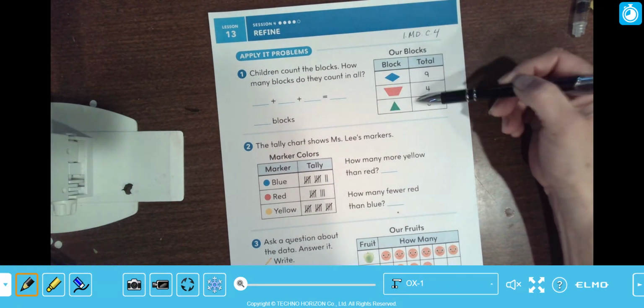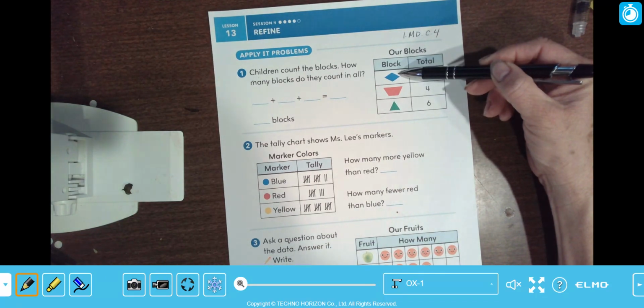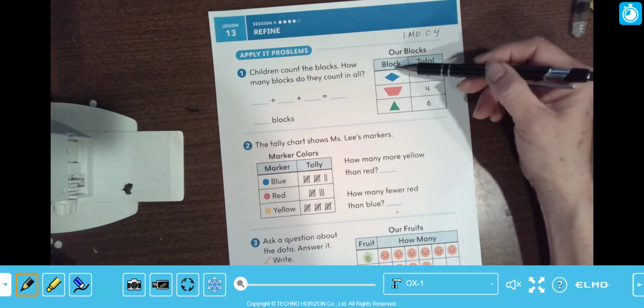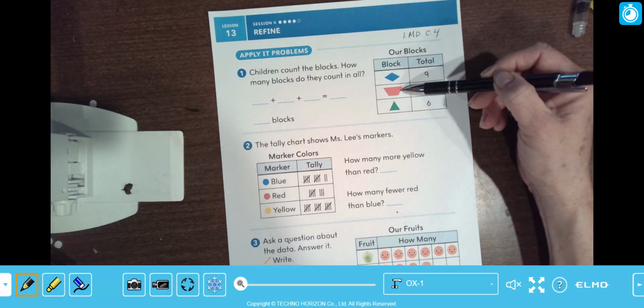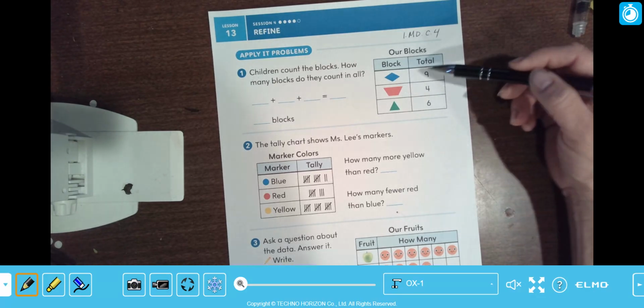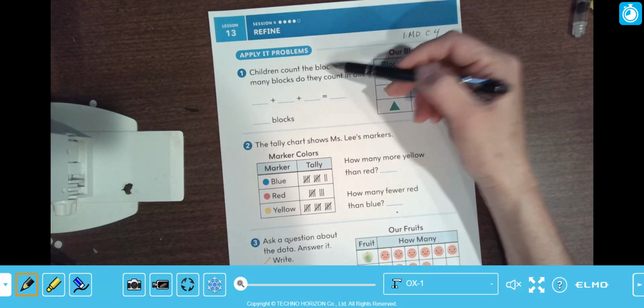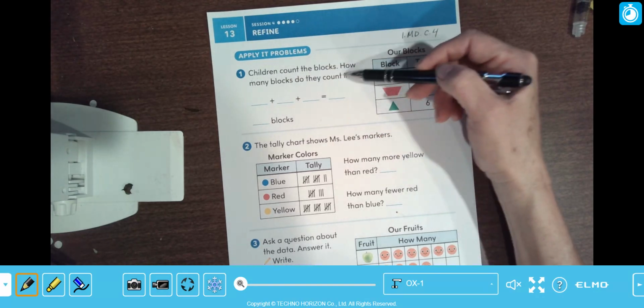So this is the blocks. This is called a parallelogram or a rhombus. And there's 9 that were collected. And there was 4 trapezoids. This is called a trapezoid. And 6 triangles. So it says children count the blocks. How many blocks do they count in all?